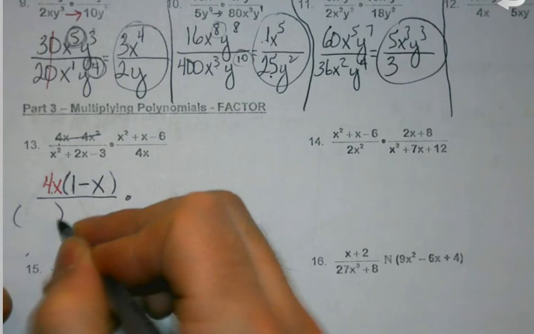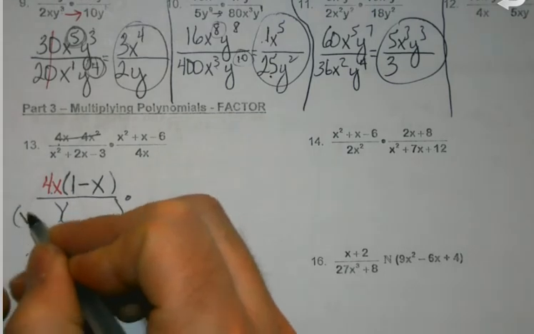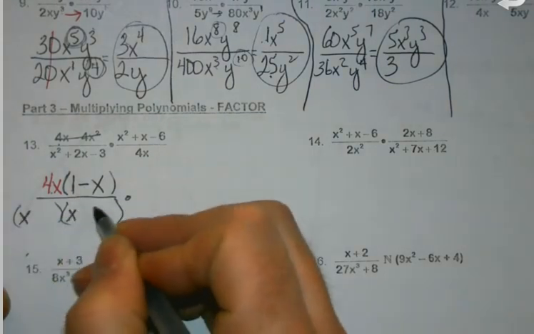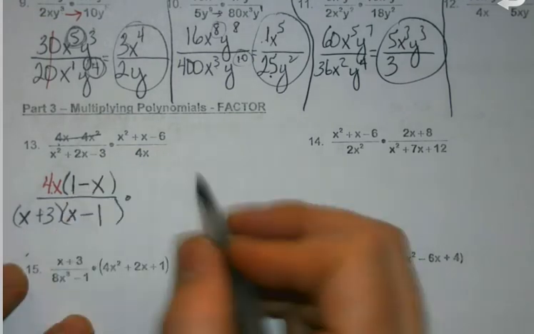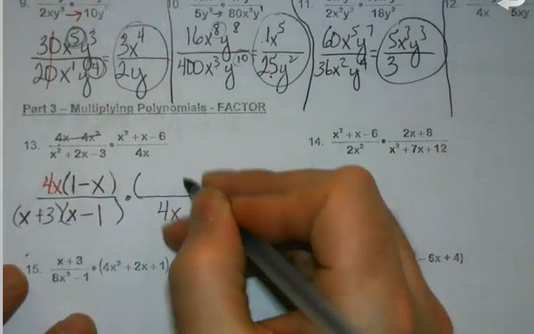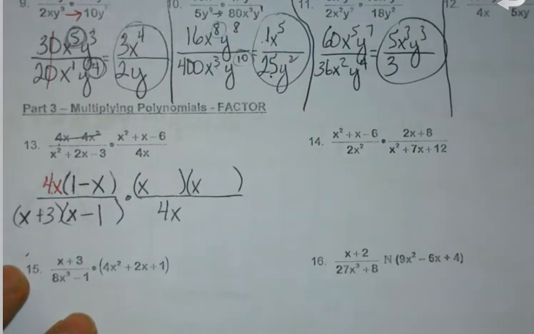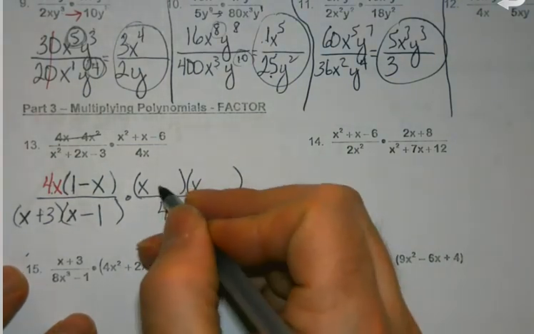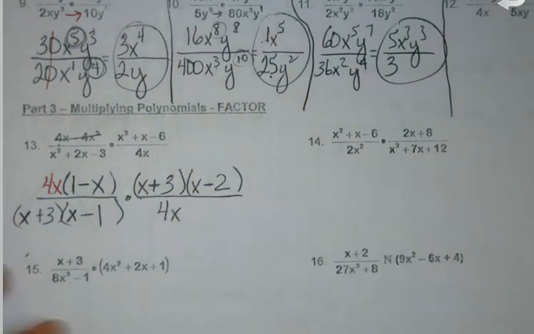Factor the denominator of that same fraction. Multiply to negative 3 and add up to 2. Okay, 3 and negative 1. All right, we're done over there for now. I'm not going to do any canceling or reducing quite yet. Multiply to negative 6 and add to positive 1. Okay, positive 3 and negative 2.